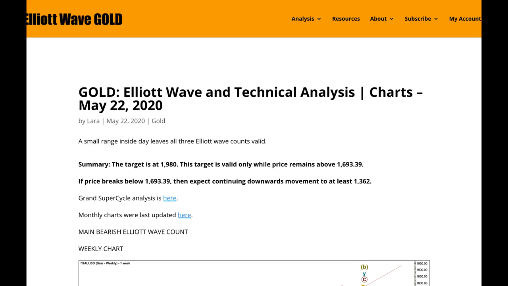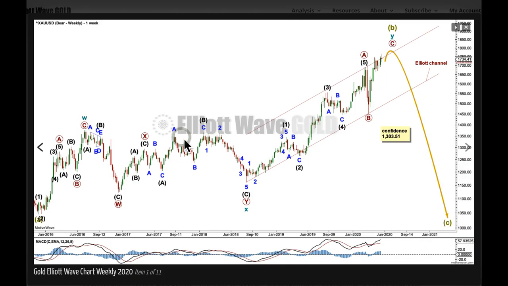We should always assume that the trend remains the same until proven otherwise, so let's assume the upward trend remains and the target remains at 1980. This will only be valid though while price remains above 1693.39. A break below that point would switch the analysis to more bearish. If that happens, I'll expect downward movement to continue at least to 1362 and possibly a lot lower. Elliott Wave analysis first, classic analysis last.